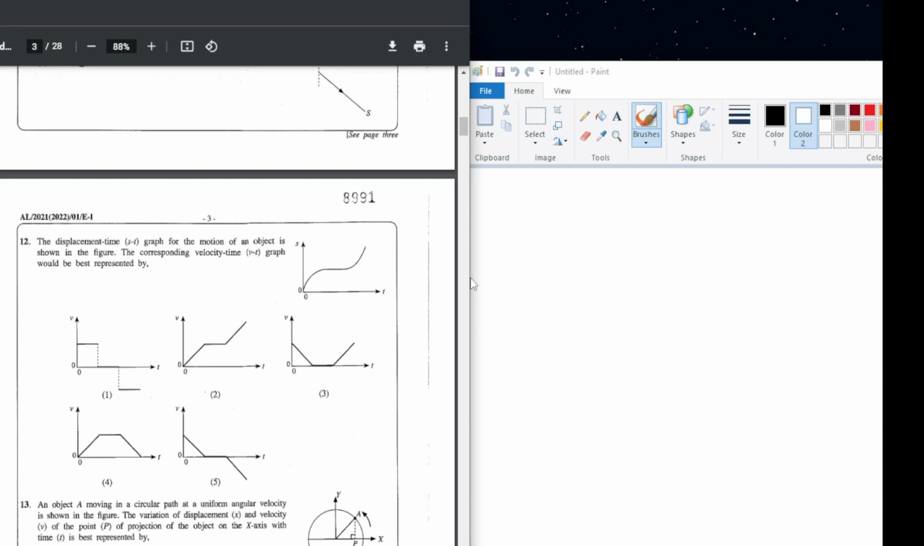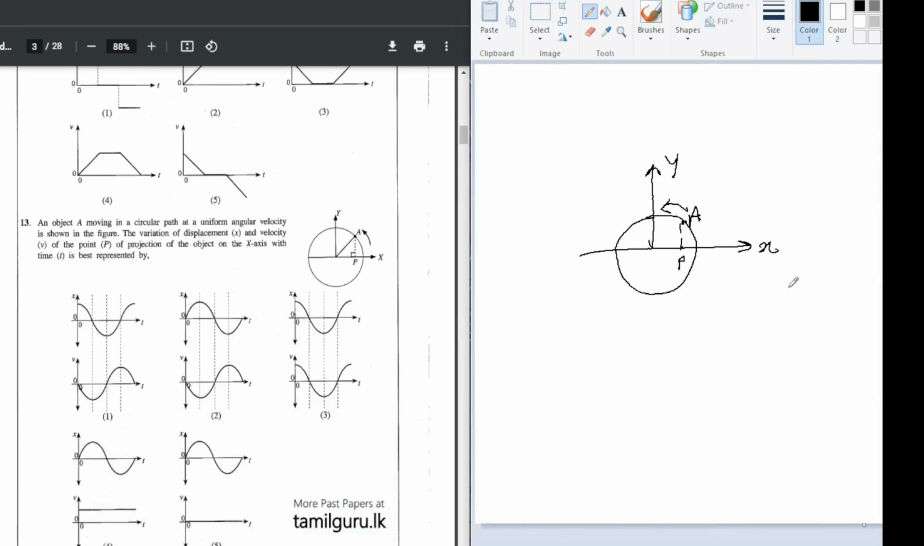Question 13. An object A moving in a circular path at a uniform angular velocity is shown in the figure. The variation of displacement x and velocity v of the point P, the projection of the object on the x-axis, with time t is best represented by. Look at the diagram I have drawn here. My diagram is not very nice because it is difficult for me to draw nice diagrams with this pen.